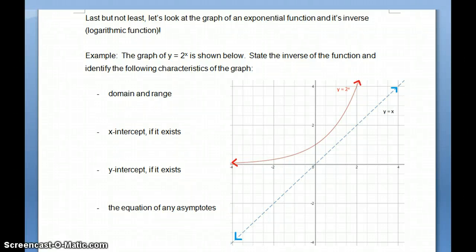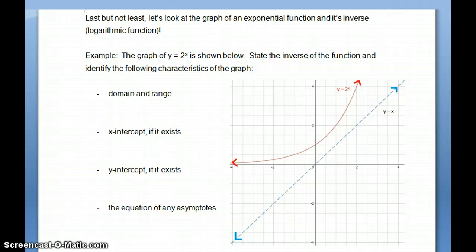Right, so moving on to that last page there. Just like we work with graphs pretty much throughout this whole course, let's look at this graph of our inverse function, or our logarithmic function. So last but not least, let's look at that graph of the exponential function and its inverse.